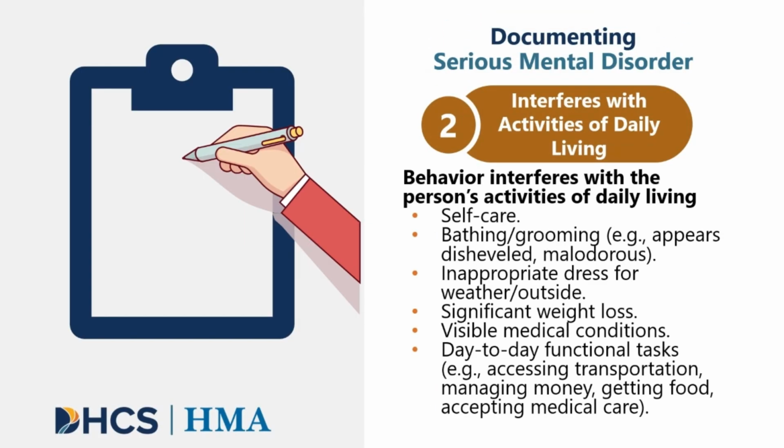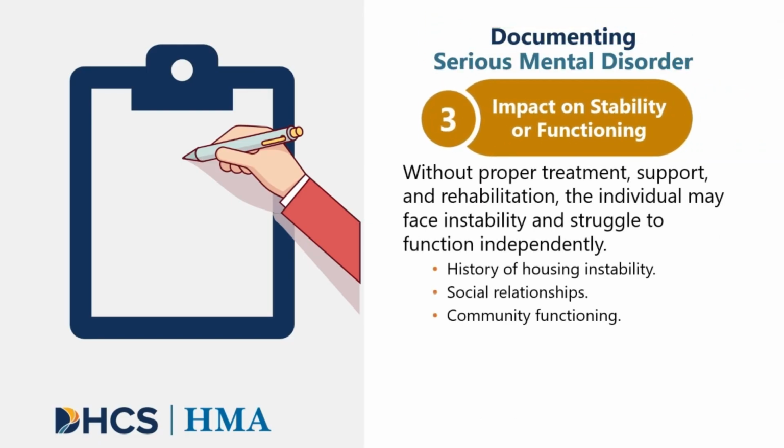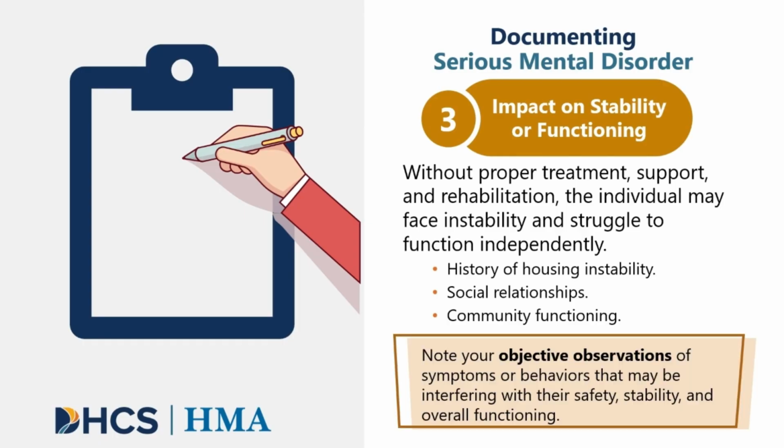The second area that supports the assertion of serious mental disorder is behavior that is interfering with the individual's ADLs, or activities of daily living. Some key examples of how you might document this are noted here, related to self-care and day-to-day functional tasks. The third supporting assertion is that without treatment or support and rehabilitation, the individual will not be able to maintain stability or independent functioning. This is where you could note their history of housing instability and challenges with social and community functioning.